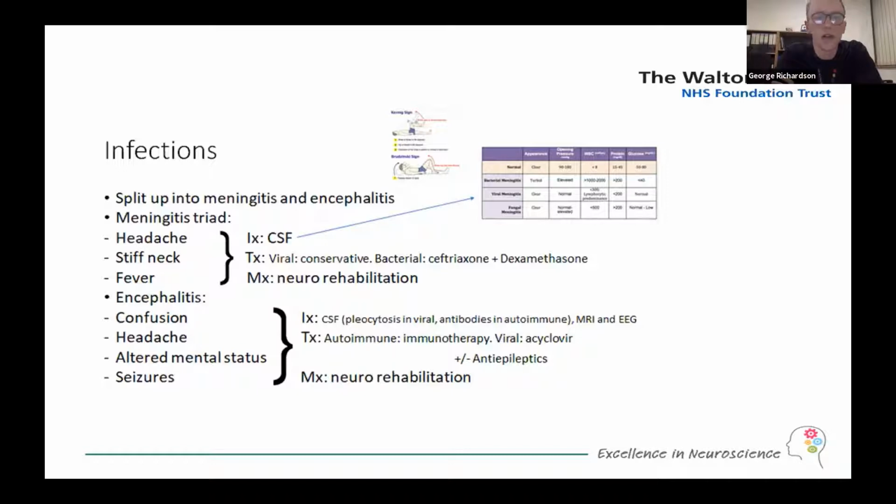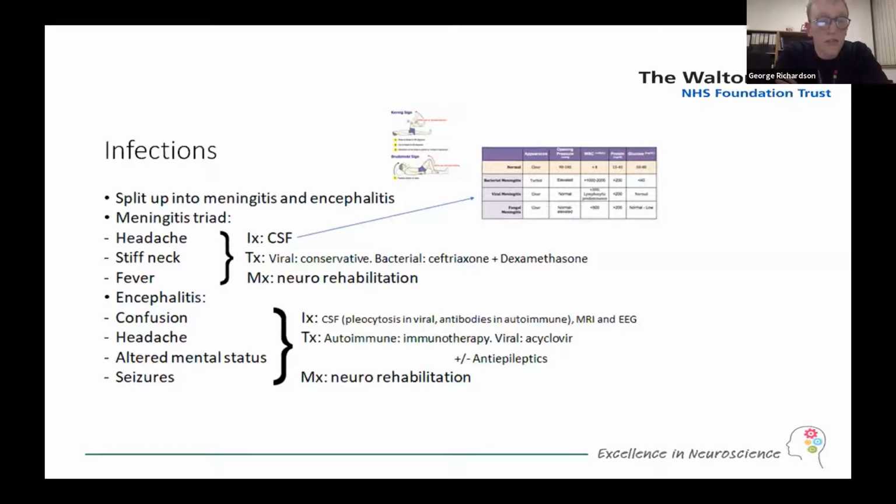The treatment for viral meningitis is conservative, so you don't need to do anything for them. And if it's bacterial, you want to give them some broad spectrum antibiotics and some steroids as well, and that's to help reduce the risk of sensorineural hearing loss and other complications because of this condition. Patients also need some neuro rehab as well, usually.